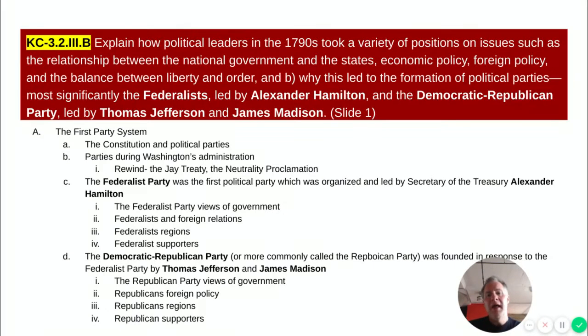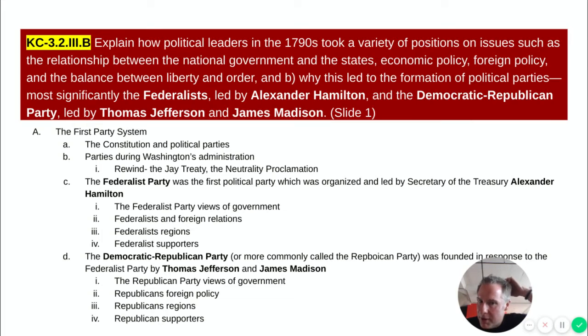The Democratic Republican Party, which Ms. Oberly typed as Republican, is the opposition to that. The Democratic Republican Party, or more commonly called the Republican Party, was founded by Thomas Jefferson and James Madison because they said, Hamilton's getting organized to form a party to get his policies carried out. We need to form a party to oppose that.